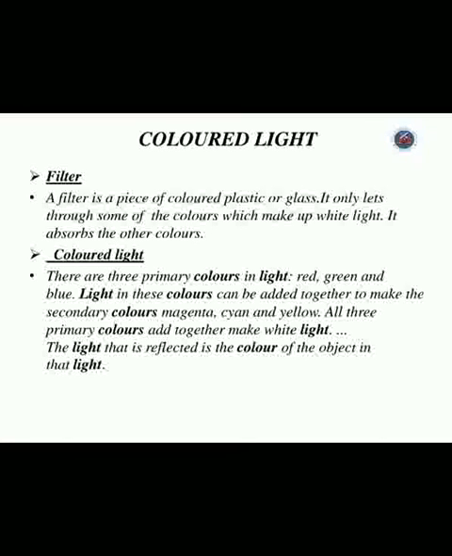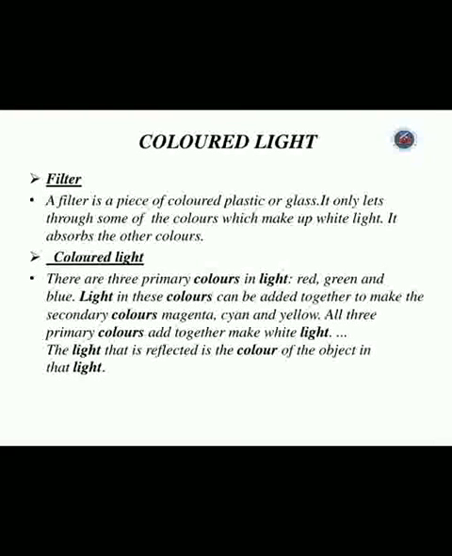Now, colored lights. As you all know, there are three primary colors in light, namely red, green, and blue. Light in these colors can be added together to make the secondary colors magenta, cyan, and yellow. All three primary colors added together make white light. The light that is reflected is the color of the object in that light. You can also get detailed information as you go through the textbook.